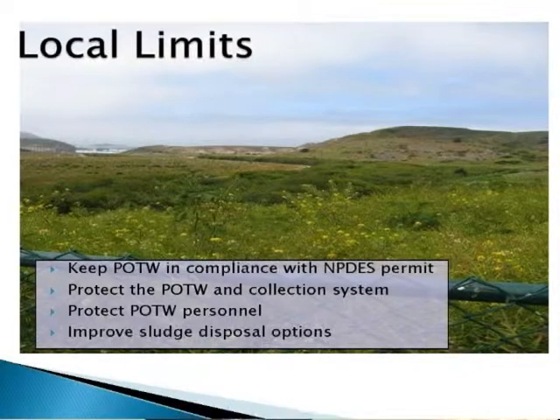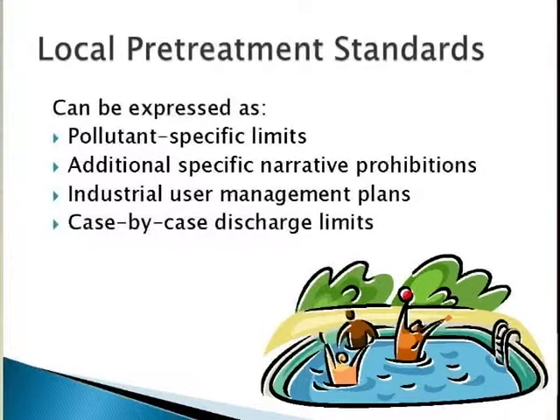POTWs are also required to develop local limits so they can protect their plant, which is money to them. The local limits should be developed to protect their plant, their collection system, and personnel, so that personnel don't get overcome by fumes at the plant or in the collection system, and to ensure that sludge can be disposed of. So local limits are pretreatment standards. If a POTW has developed local limits that are technically based, they are considered pretreatment standards.